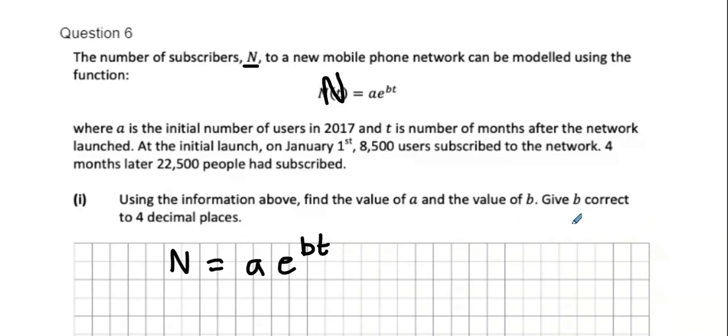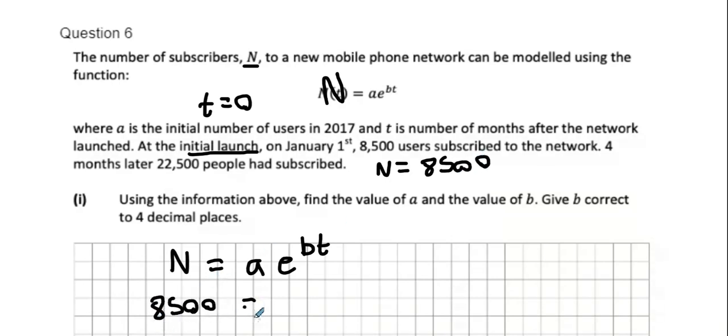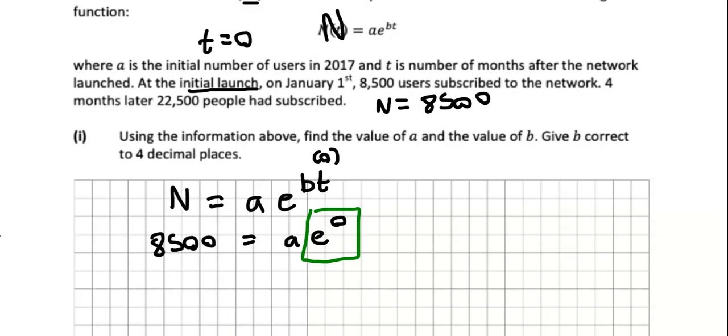Now, first thing you're going to know is initial launch. What does that mean? Initial. What t value is that? That's a t value of 0. When the t value is 0, the N value is 8,500. So you can replace in 8,500, and you can replace in A, and you can replace in the t value of 0. Now what's b times 0? 0. What's anything to the power of 0? It's 1. So that green box there is 1.